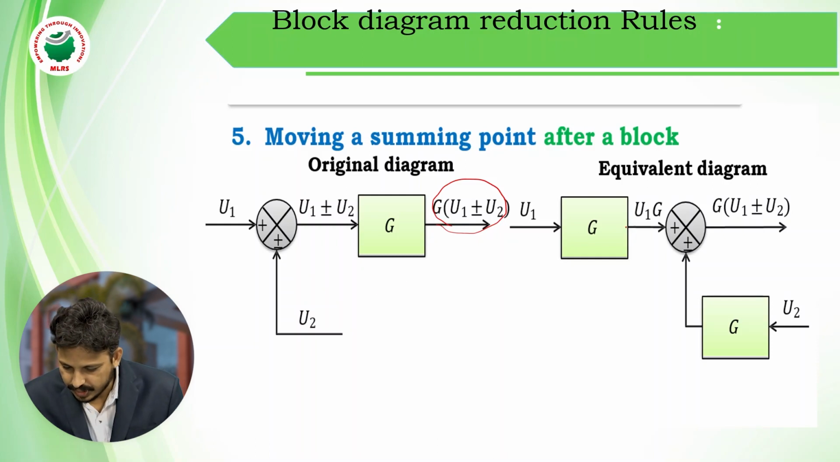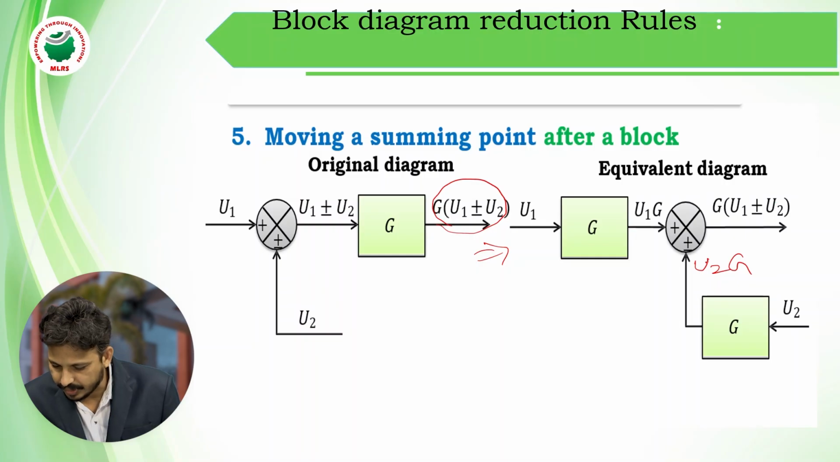So this is the equivalent for this. Now here the signal U1 is entering the G, and the output of G is U1 into G. And this is again entering the summing point, which is U1 G plus or minus the other signal U2, which here is U2 into G.